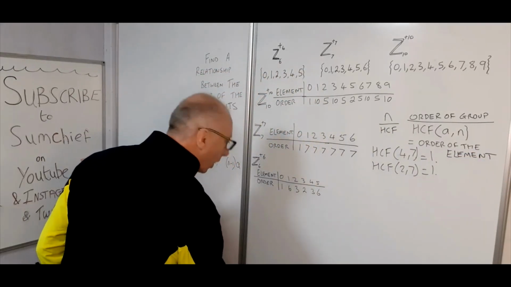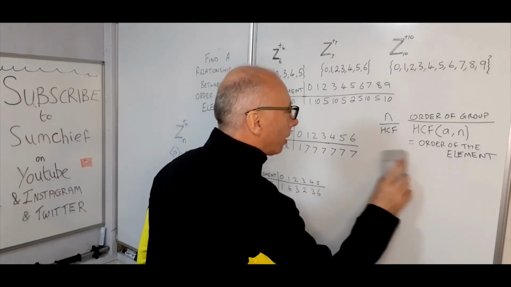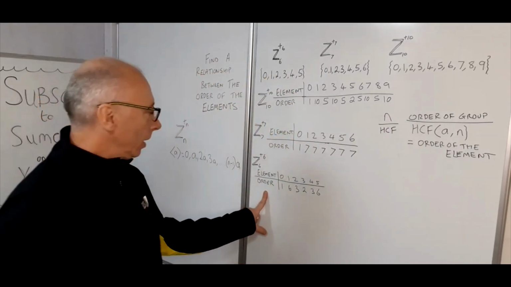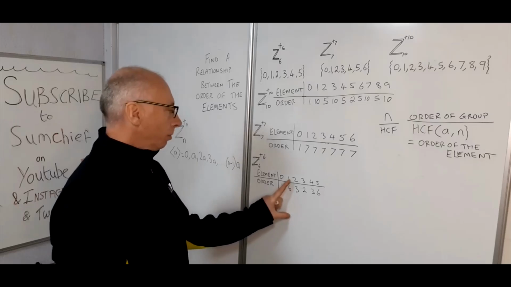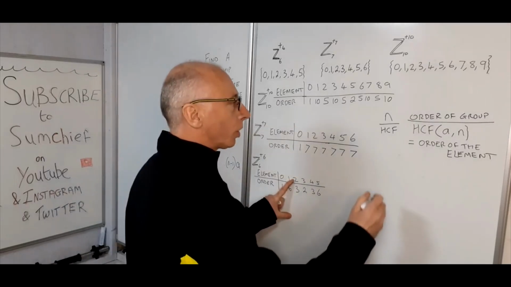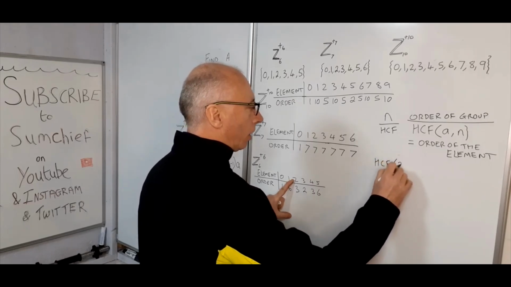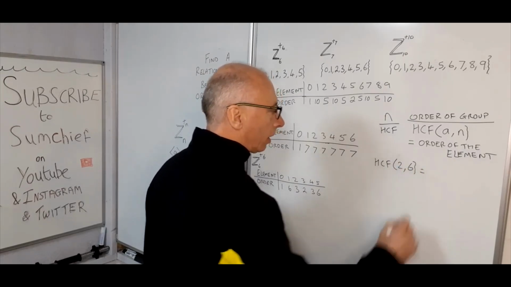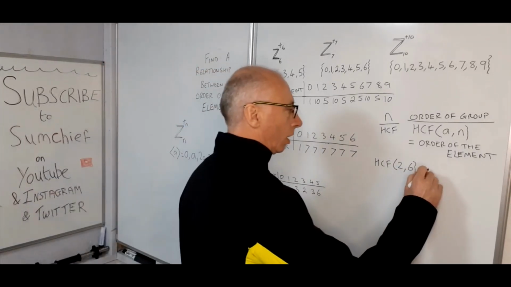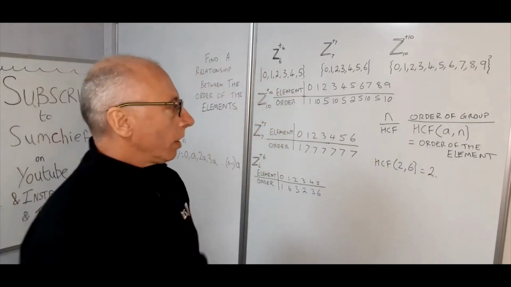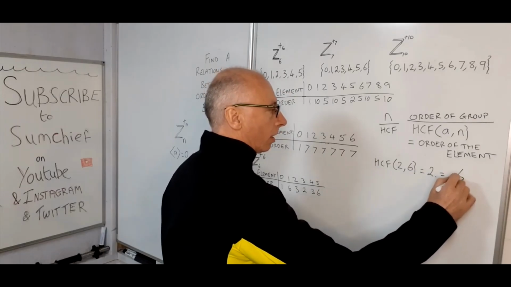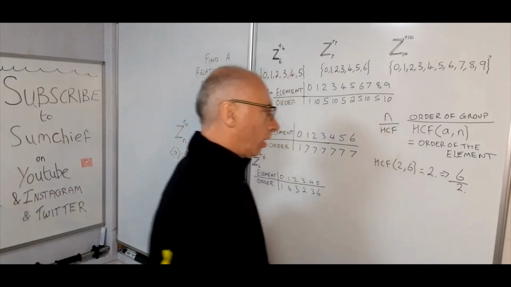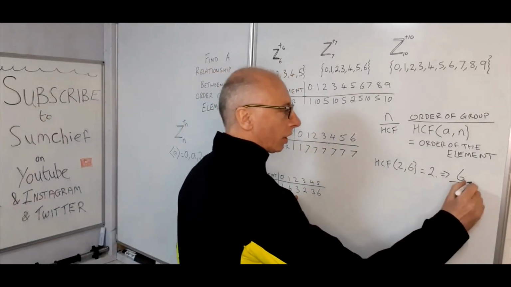Okay, let's give this a try. Let's see what happens. So let's give it a couple of goes. So let's take the first group we did. So for example, let's pick element 2. So the highest common factor of 2 and the order of the group, which is 6. So their highest common factor is 2. So order of the group is 6. So that leads us to 6 divided by 2, which gives us 3. That's the order of the element.